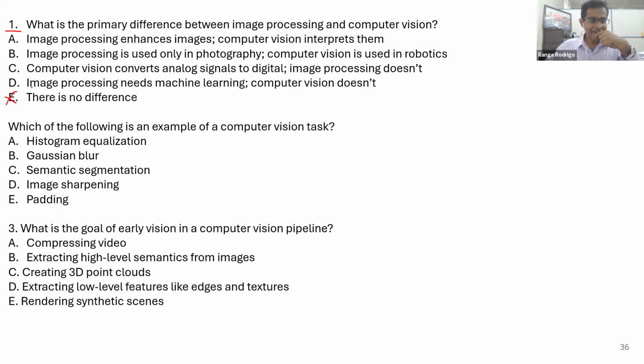Obviously, this is not correct. Image processing needs machine learning. Not correct. Computer vision converts and looks in the doesn't. Not correct. Image processing used only in photography. Computer vision used in robotics. Not correct. So A is the correct answer, right? Okay, so please do the answers in the Moodle. So those are counted for the final evaluation.